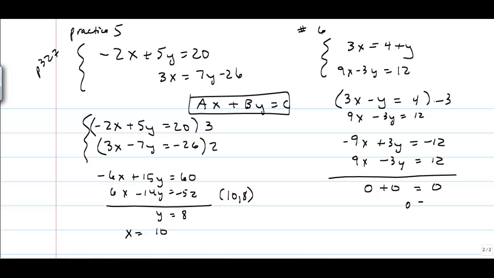Well, remember, if we get a statement such as 0 equals 0, that means there's nothing I can do in order to make 0 not equal 0. So I'm going to have infinitely many solutions. This gives me a good opportunity to review the different kinds of solutions we can have.